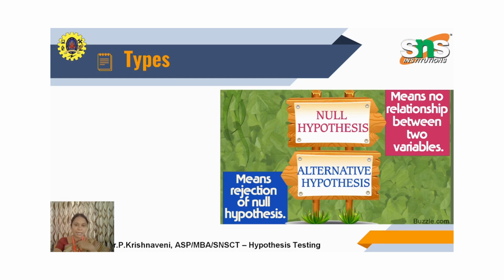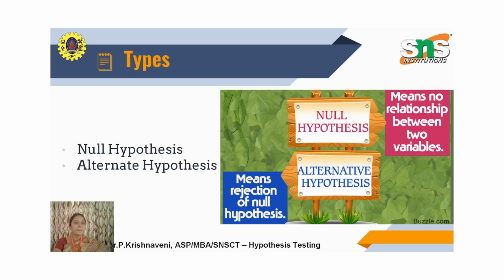In the null hypothesis, we formulate the statement in a negative way, and in the alternate hypothesis, we rephrase the same statement in a positive aspect. So the null and alternate hypotheses are the basis for our research testing.